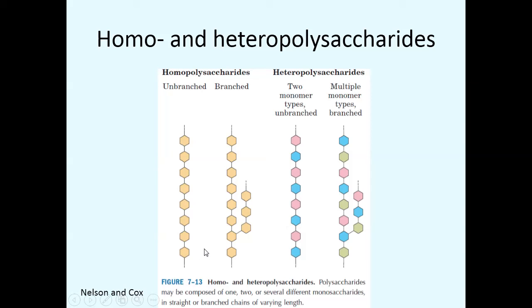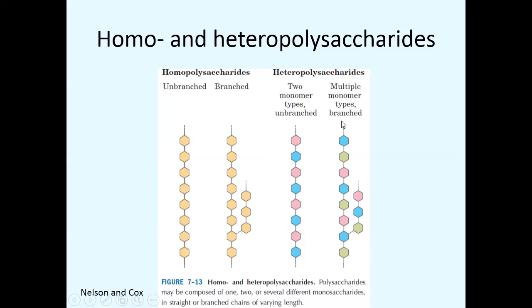The other type is heteropolysaccharides. These are the polysaccharides which contain more than one type of monomer in them. One such example of heteropolysaccharides is agarose, which you have used for the electrophoresis of DNA. Both of these types of polysaccharides may be unbranched or branched, as presented in this figure.